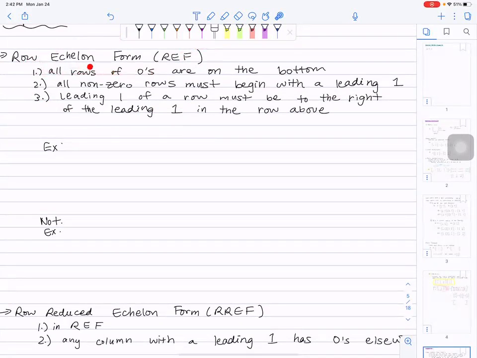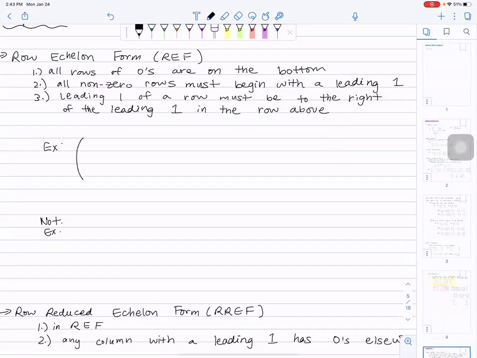Row echelon form means that all rows of zeros are on the bottom. So if you have any rows of zeros, they have to be at the very bottom. Any non-zero rows should always begin with a leading 1. And then the leading 1 of a row should be to the right of the leading 1 in the row above. What does that mean?